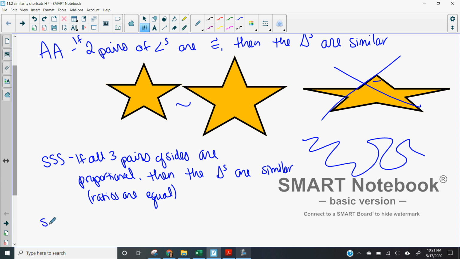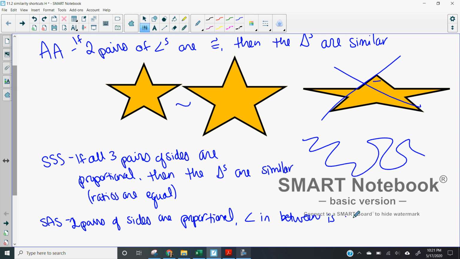Okay, and then a third one, which we would have tested out in class, is side angle side. So you might only have two pairs of proportional sides given to you, but then you also have to have an included angle in between that's congruent. So this would have two pairs of sides are proportional, and the angle in between is congruent between the two triangles. Okay, so angles are not proportional, angles are congruent. That's a little bit of a change we'll have to get used to.